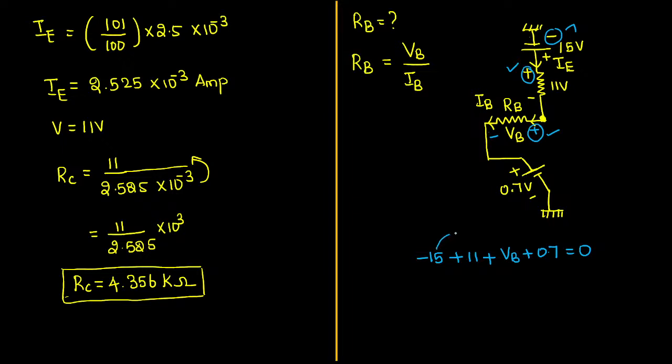Now, minus 15 plus 11 will give us what? Minus 4. Minus 4 plus 0.7 will give you minus 3.3. So the voltage minus 3.3, while passing it to the right side, will become plus 3.3 volts. So we found the voltage across the base resistor, that is the base voltage, 3.3 volts. Now how will you figure out the value of RB, sir? So the value of RB equals 3.3 volts divided by the base current.